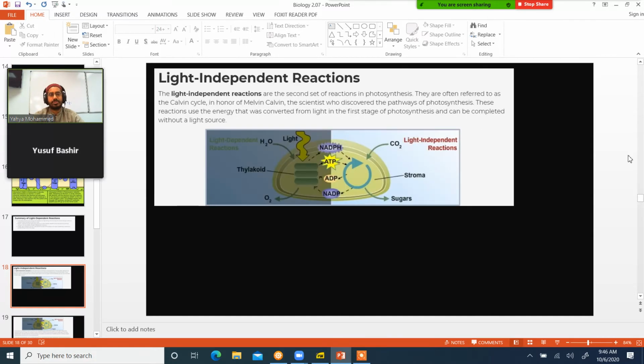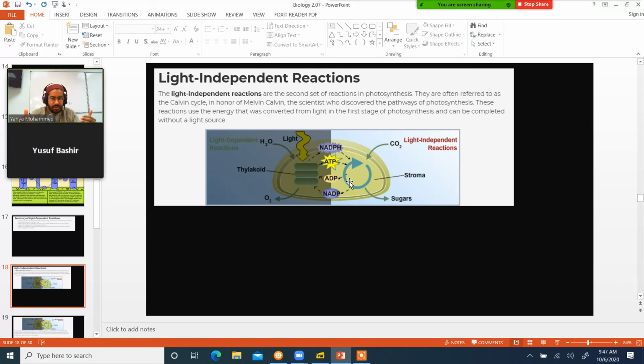I think we talked about the summary a little bit. So let's go to the light independent reactions. Now these light independent reactions are taking place, I think, in the stroma. Once ATP and NADPH are produced, then in the stroma, surrounding all these thylakoids, is where these light independent reactions are going to take place.